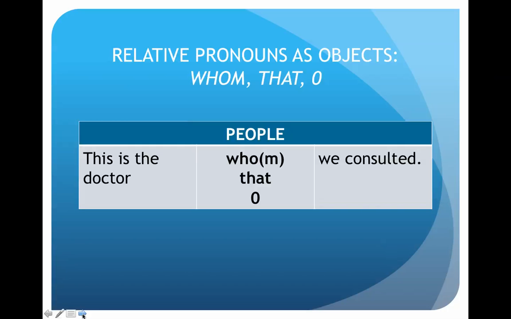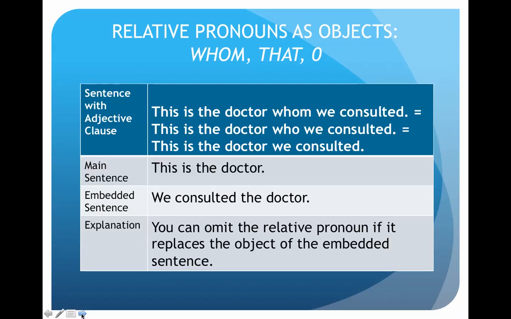Okay, now this is how I use whom as a relative pronoun, and in sentences with whom I can generally also use that, or I can leave it out and not use a pronoun at all. So I can use this is the doctor whom we consulted, or this is the doctor who we consulted. This is less formal. Whom is more formal. This is the doctor we consulted is also correct because we are leaving out the relative pronoun here, and that's okay. The main sentence is this is the doctor. The embedded sentence is we consulted the doctor.